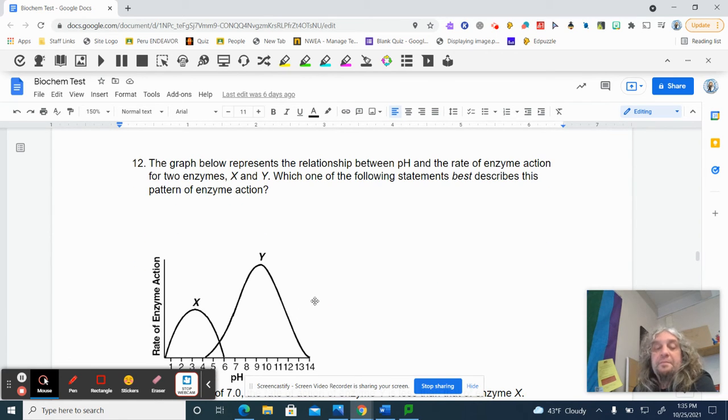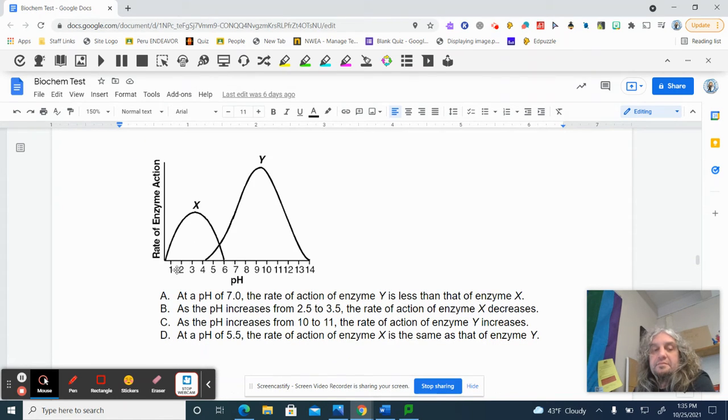Question 12. The graph below represents the relationship between pH and the rate of enzyme action for two enzymes, X and Y. Which one of the following statements best describes this pattern of enzyme action? You can see we have pH on the x-axis, rate of enzyme action on the y-axis, and two curves. The curve representing enzyme X and the curve representing enzyme Y.